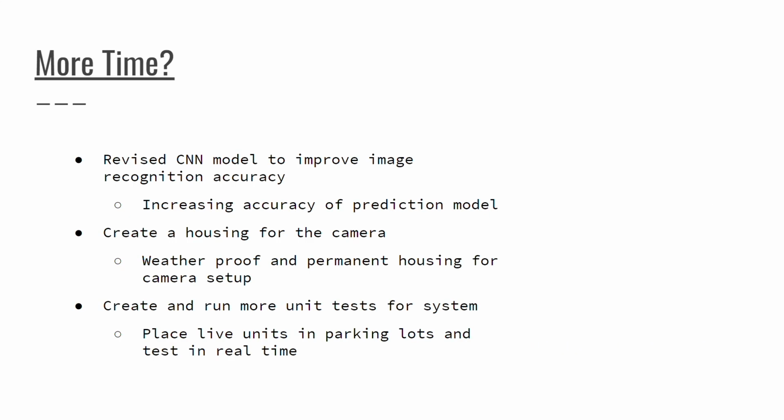If we had more time, these are things we would like to continue working on. First is the RISE CNN model to improve image recognition accuracy, thus increasing the accuracy of our prediction model. Second is to create a housing unit for our camera, thus weatherproofing the system and creating a permanent housing unit for our camera setup. Lastly is to create and run more test units so we're able to do more live testing in live parking lots with more traffic.